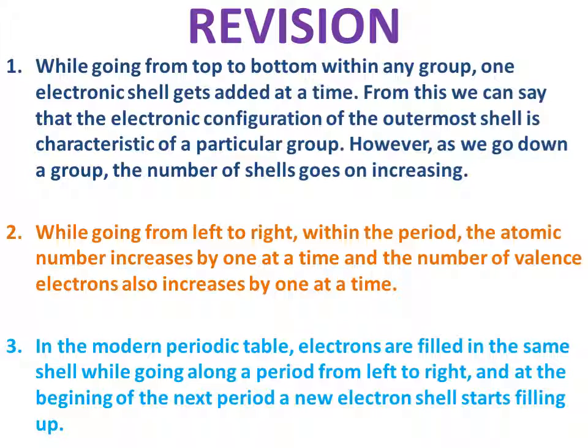In the modern periodic table, electrons are filled in the same shells. While going along a period from left to right, at the beginning of the next period, a new electron shell starts filling up.